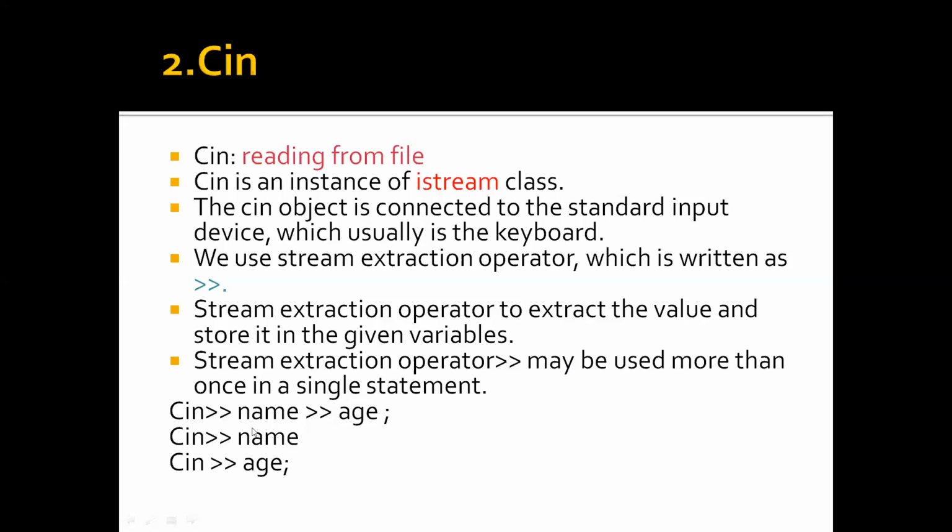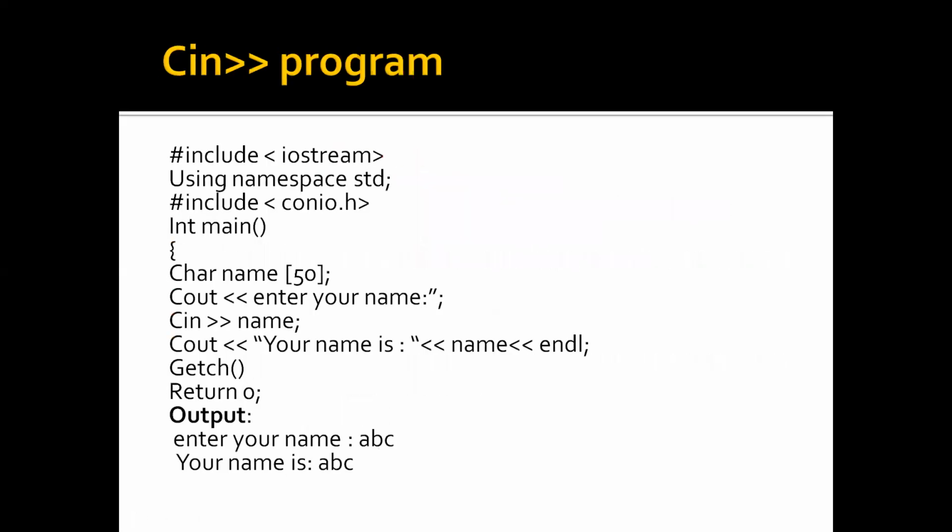Suppose you are giving variables like name and age. In one single statement you can give both the variables, or else you can give them individually, like cin extraction operator name, cin extraction operator age. This is how you represent a cin. Let us see the small program for cin.